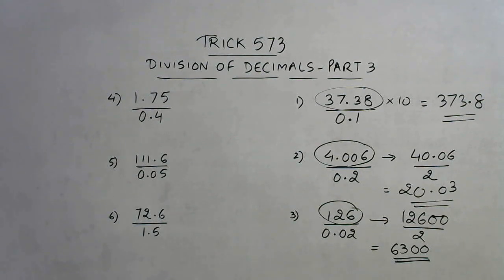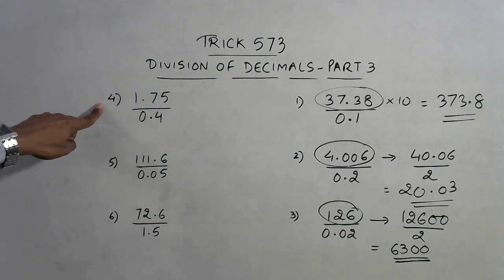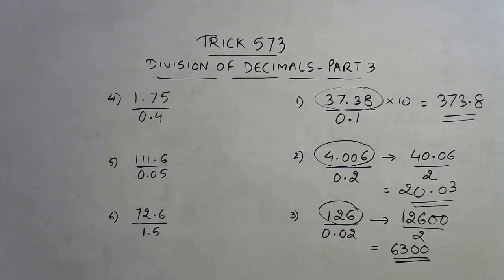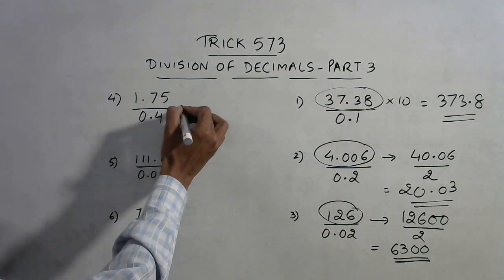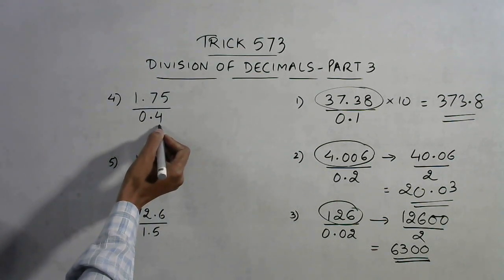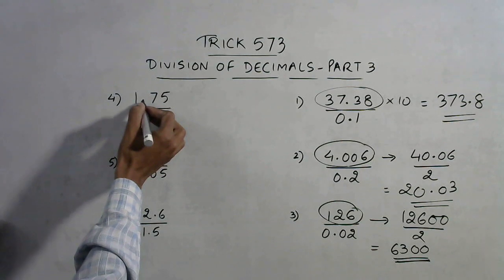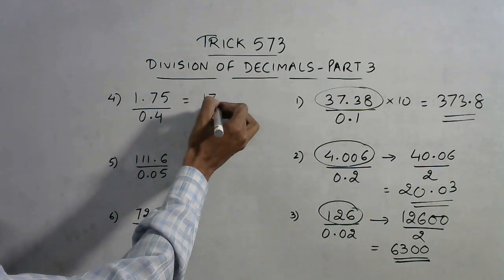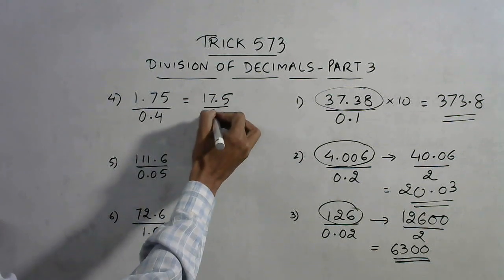Let's apply the trick for some of this division of decimals to this fourth question, in which the denominator is now 0.4. Now what happens with 0.4? Again multiply this by 10, because we have one digit after the decimal here. So multiply this by 10, shift it one digit towards the right. So this becomes 17.5, and now you have to divide by 4.